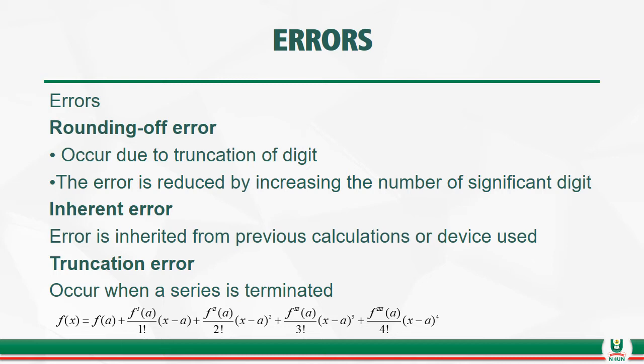When we round off, we truncate the number after the nth significant figure. So this is due to the truncation of digits. Then the rounding off error is reduced by increasing the number of significant digits, like we explained earlier.